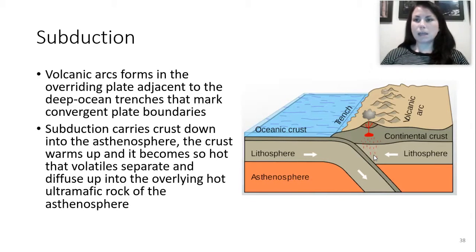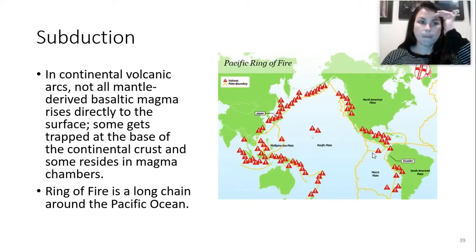And this is where we get that convection going within the asthenosphere, so that the plate, as it cools, sinks, and as it heats up, it rises. In continental volcanic arcs, not all mantle-derived basaltic magma rises directly to the surface. Some of it gets trapped at the base of the continental crust, and some resides in the magma chambers.